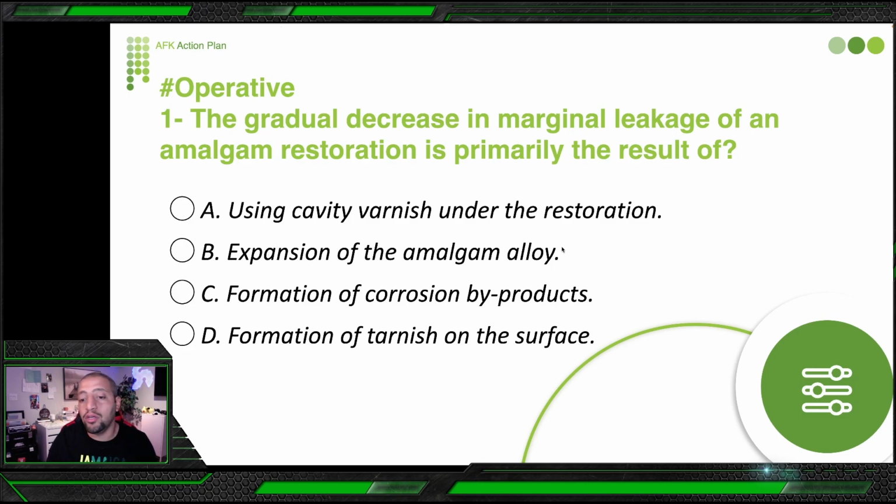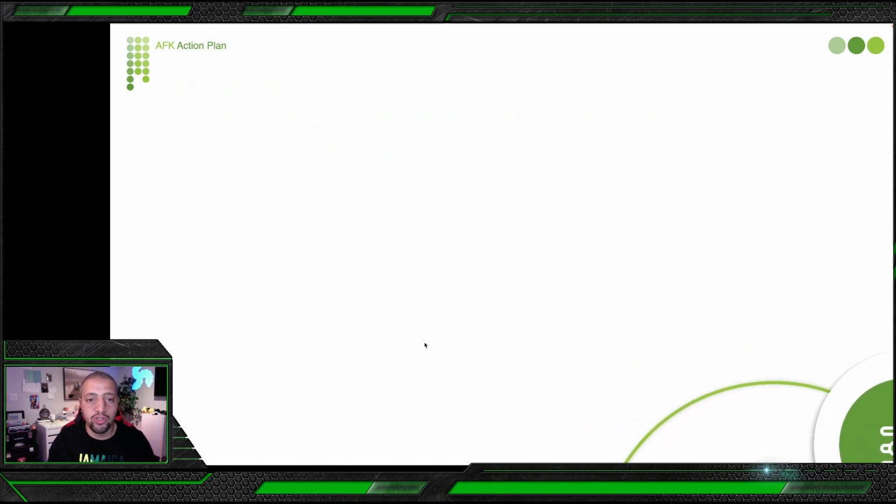Expansion of amalgam alloy, no. Formation of corrosion byproduct, maybe. Formation of tarnish on the surface. Tarnish, no, because it is only on the surface, so it's not the correct answer. So let's first define corrosion and tarnish and the difference between them, so we can think about the answer here.